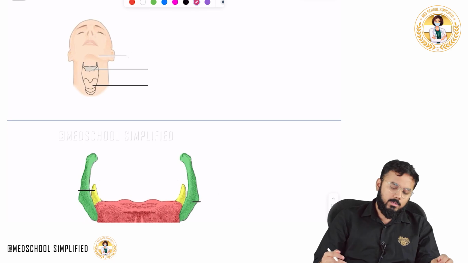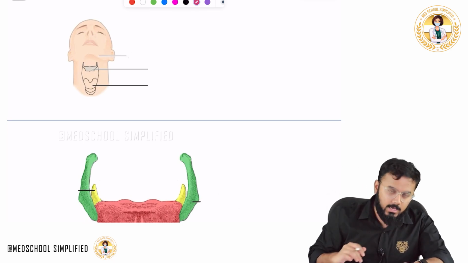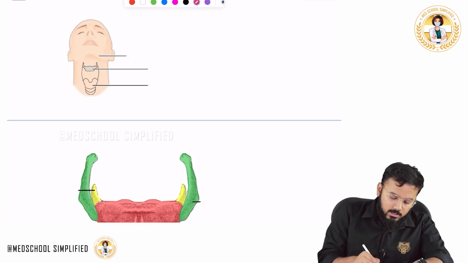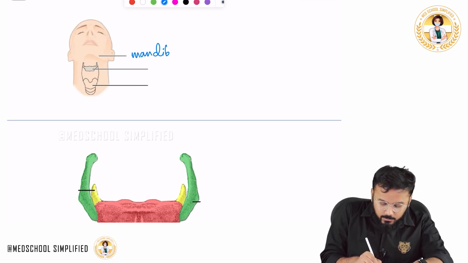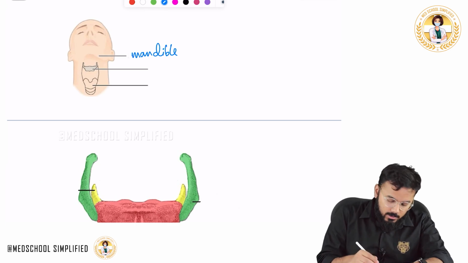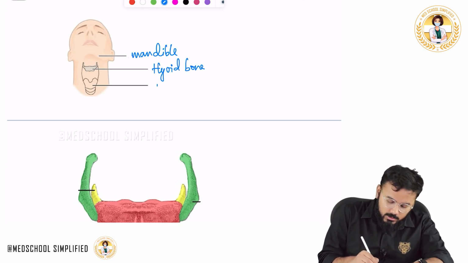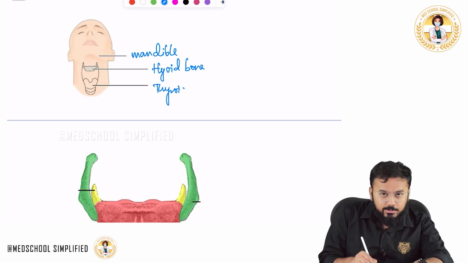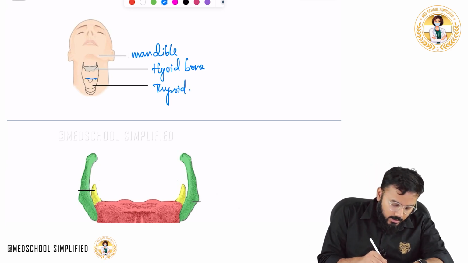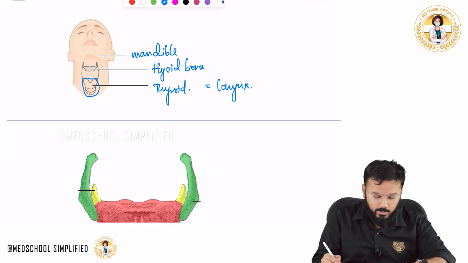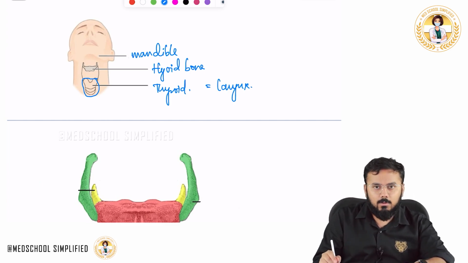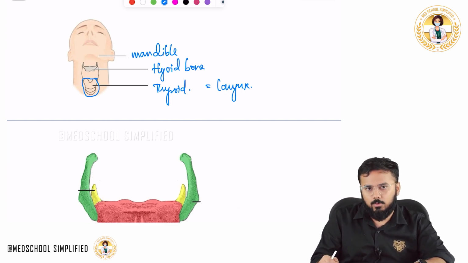Next important thing is, if you look at this picture, what are the different structures? This is your mandible. Beneath the mandible, this bone is your hyoid bone, and beneath the hyoid bone, this cartilage is your thyroid cartilage. The thyroid cartilage and the remaining structures together are called the larynx, or your voice box. So this is your mandible, and beneath it, at the level of C3, you have your hyoid bone.